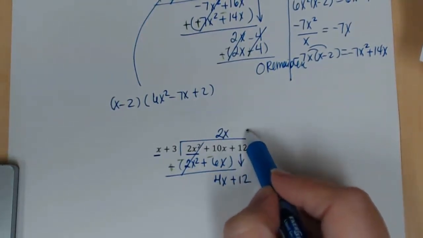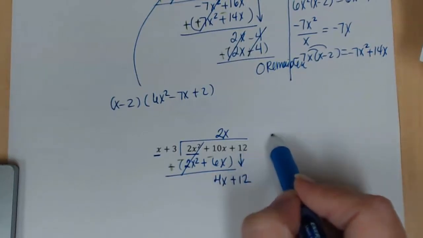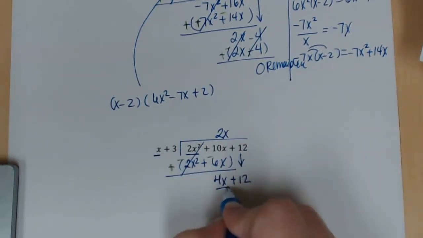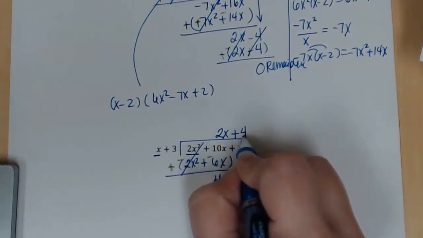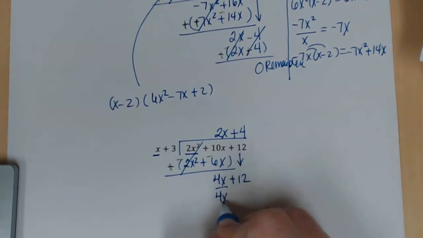It gives me a placeholder to go, okay, I only got to do this one more time and I'm going to be done. X times what would give me a 4x? And that would be a positive 4. So I'm going to put plus 4. Then we'll multiply. 4 times x is 4x. 4 times 3 is positive 12.